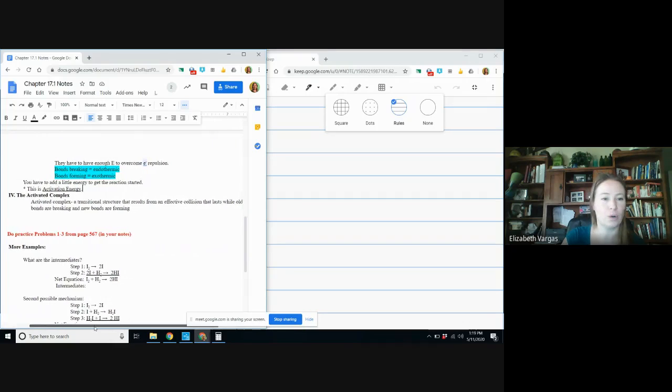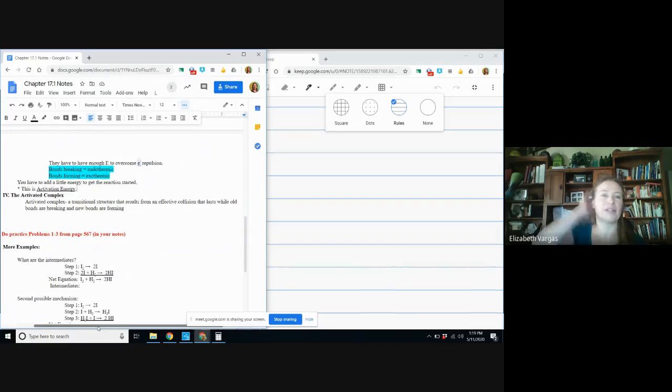So you're breaking old bonds, but at the same time, things are overlapping and you're starting to make new bonds. So you have this weird complex thing that's high in energy because it's not stable, where old bonds are breaking and new bonds are forming. It's basically like a lump of atoms that are not stable yet because they have too many electrons or too few electrons. So it's very high in energy.